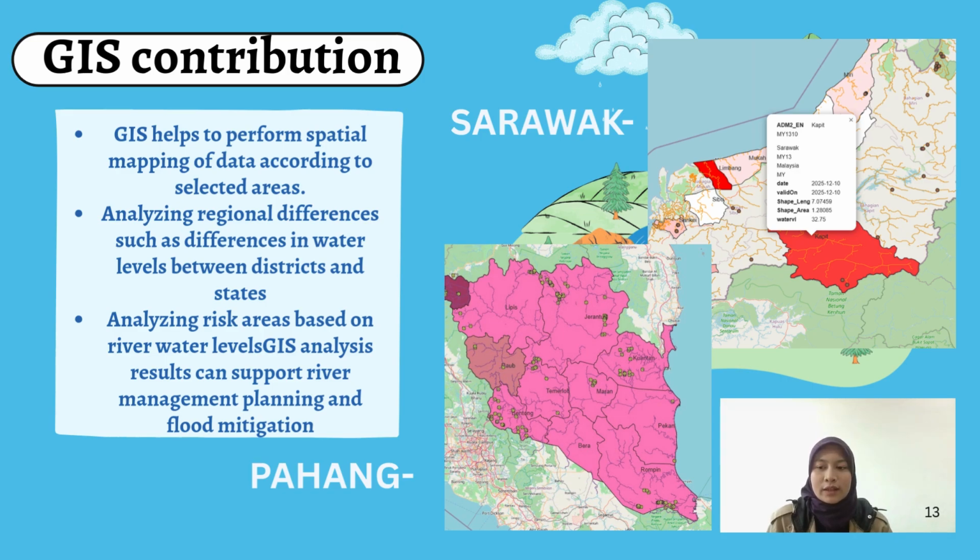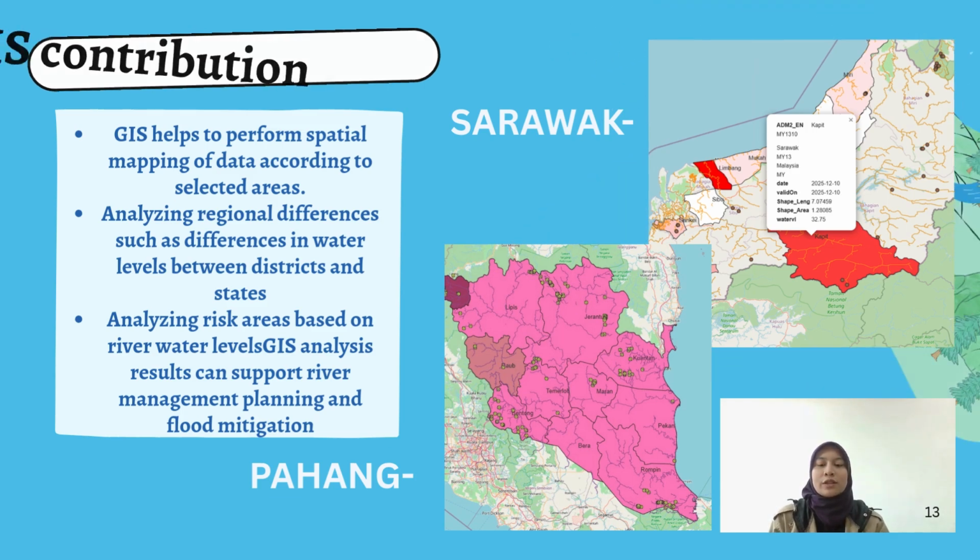Look at this slide. I give two examples of Sarawak and Pahang. Exactly. GIS helps to perform spatial mapping of data according to selected area. Analyzing regional differences such as difference in water level between district and state. Also, analyzing risk area based on river water level. GIS analysis result can support river management planning and flood mitigation.